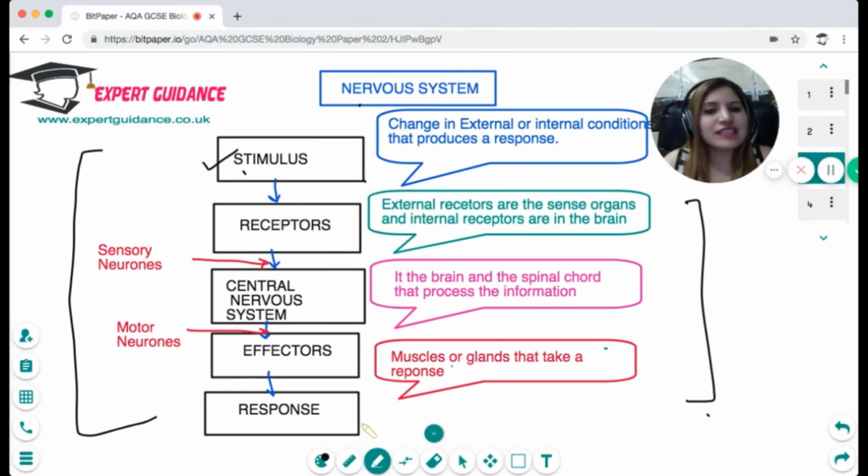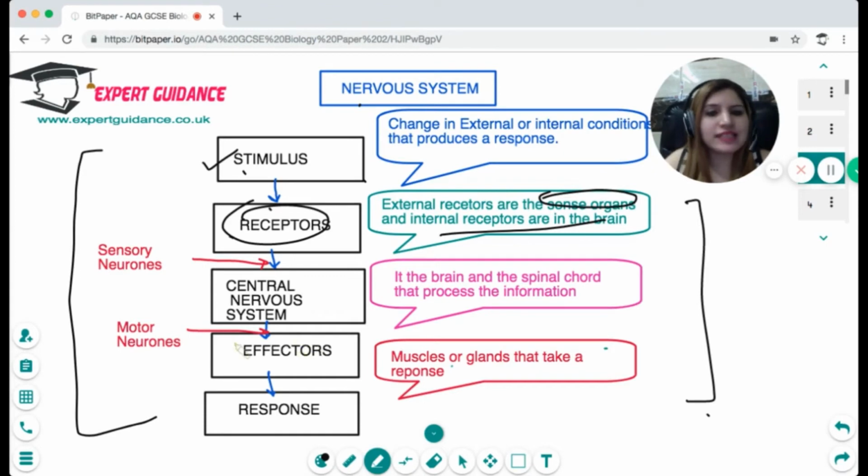Now this change is detected by the body. Now who detects this change? These are the receptors. The change could be external or internal. The external receptors are your sense organs. For example, if there's a change in light intensity, the eye will detect it. Change in sound intensity, your ears will detect. Change in temperature, your skin will detect. Or there are internal receptors in the brain, because at times the outer temperature is normal, but suddenly your body temperature increases. So changes in the internal conditions are detected by the receptors in the brain. Now, when they detect the change, they send the message to the controlling center.